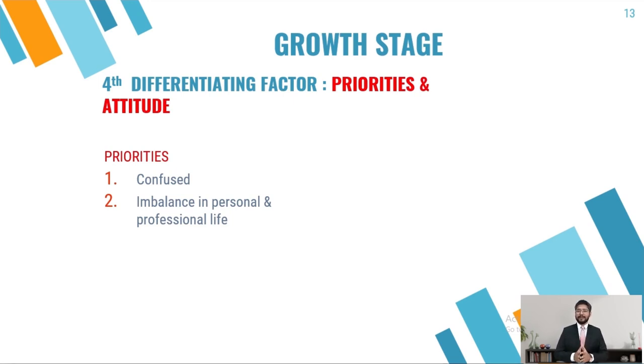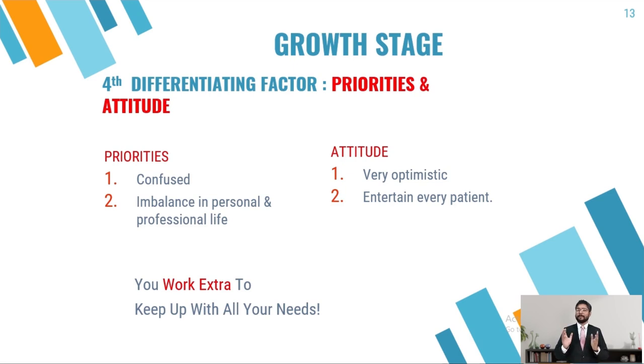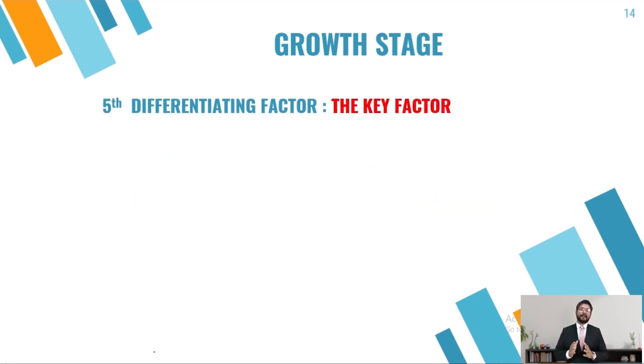Now if we talk about your attitude towards patients, it's the same as it was there in the introduction stage. You are very optimistic, you entertain each and every patient. Now you must be thinking that there is enough patient flow, then why are you still optimistic? The reason is simple. Number of patients is increased, but your expenses also shoot up because of added family responsibilities. In order to keep up with all your needs, you end up working extra. Is this true for you? Record your score for this situation. Now let's discuss the fifth and the last point, the key factors.